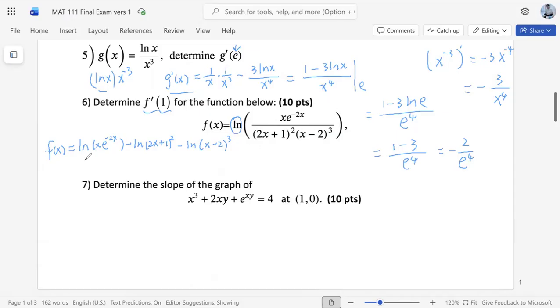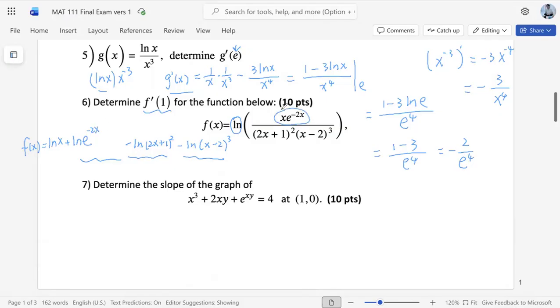In the numerator, I can split into ln. The denominator, I split into negative ln. Actually, the first one I can also split into 2. I can split as ln x plus ln e raised to -2x. Let's do that. Let me erase this. Because if it's multiplication, I can split into plus. If it's division, I can split into negative. So I can split as ln x plus ln e raised to -2x, then minus this, right?